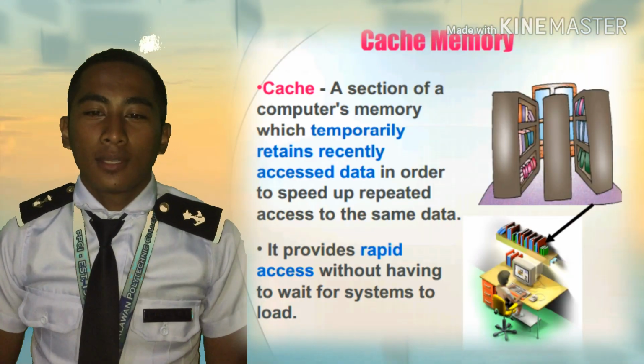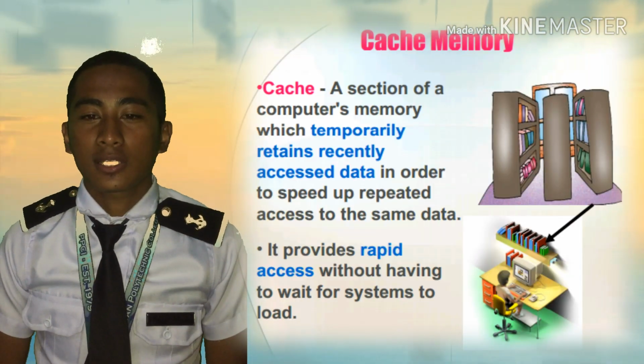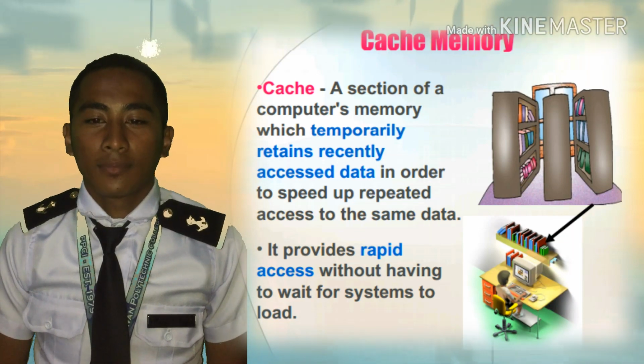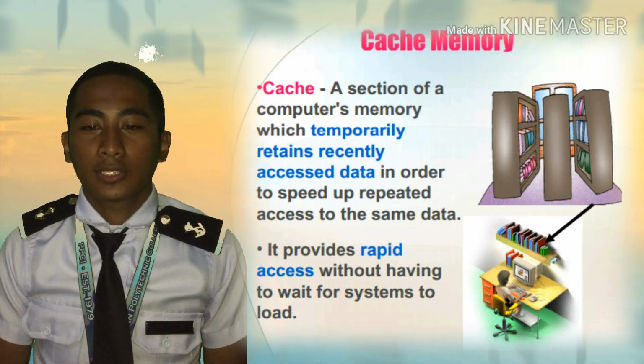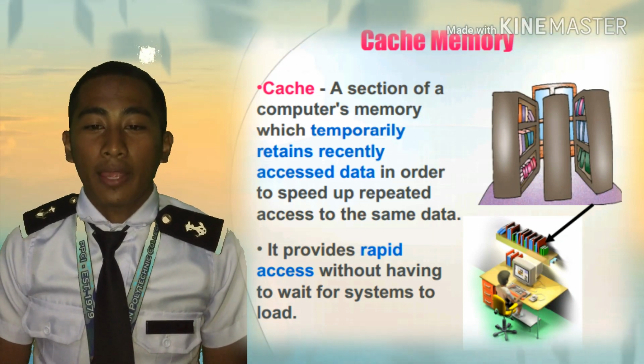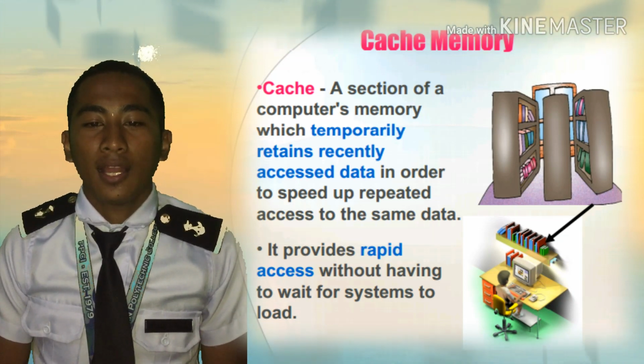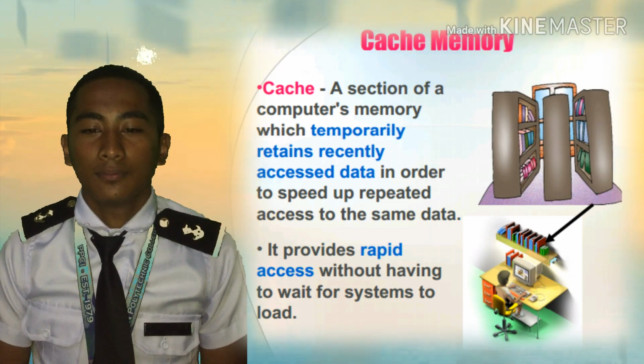Cache memory. A section of the computer's memory which temporarily retains recently accessed data in order to speed up repeated access to the same data. It provides rapid access without having to wait for the system to load.